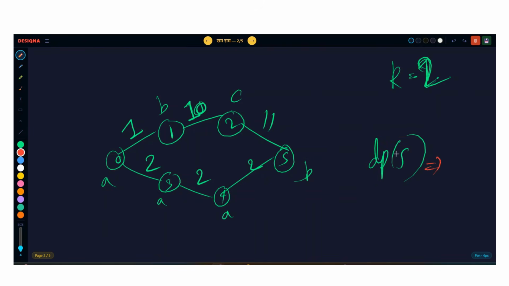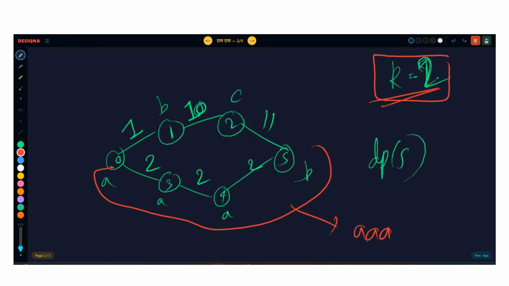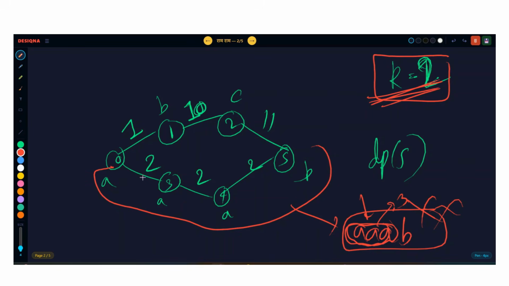But guys, now dp of 5 is not 6. Why? Now they are saying only select that path which is a good path. K equal to 2 means what? If you select this path, what will happen? The path will look like AAAB. If any character is coming continuously more than k times, it is wrong. Here A is coming 3 times. If you select this shortest path, A is coming 3 times consecutively. They want any character to come less than or equal to 2 times consecutively.